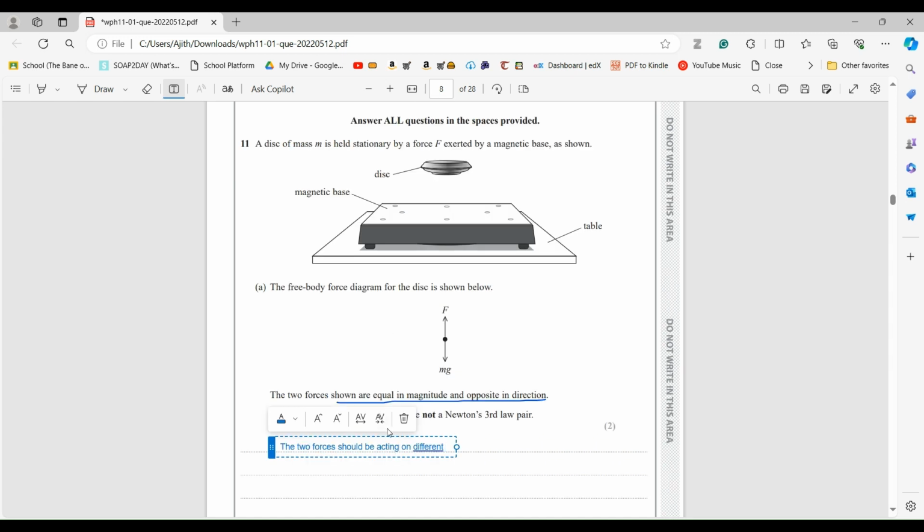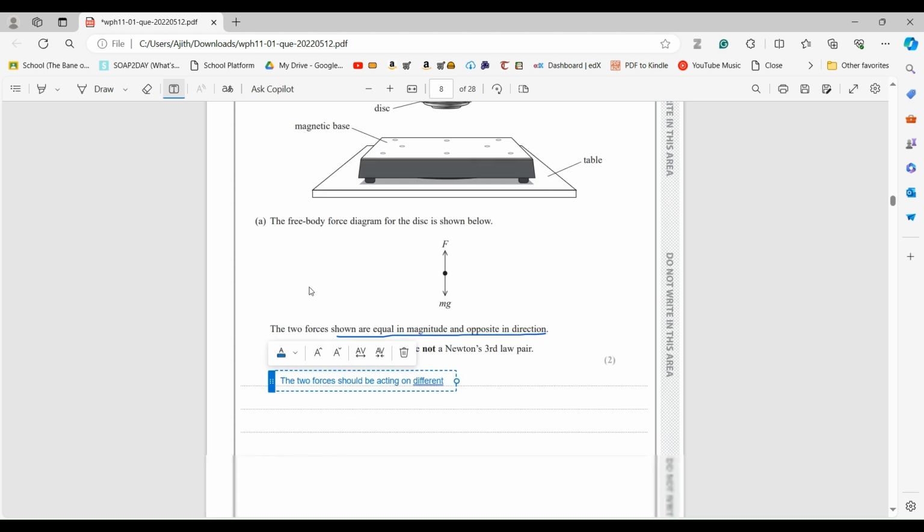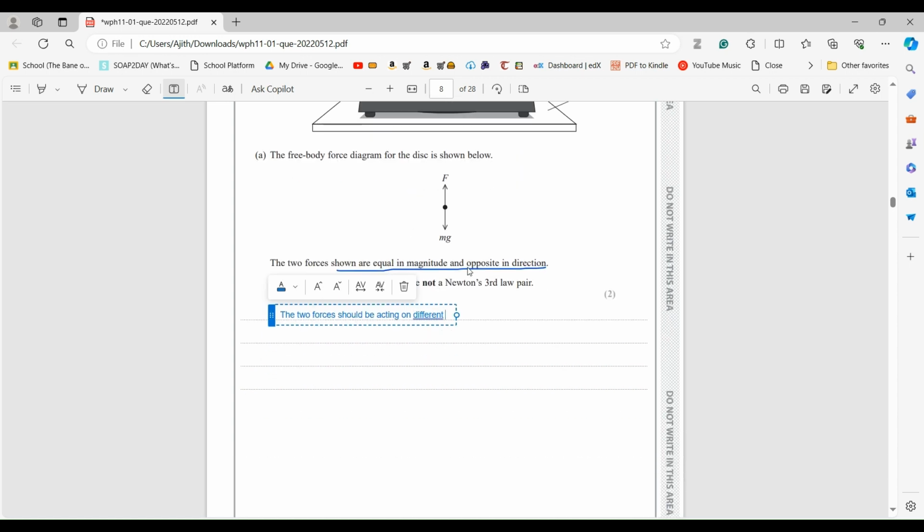Let's solve question number 11. It says a disk of mass m is held stationary by a force F exerted by a magnetic base as shown. The free body force diagram for the disk is shown below. The two forces shown are equal in magnitude but opposite in direction. Now give two reasons why these two forces are not a Newton's third law pair.